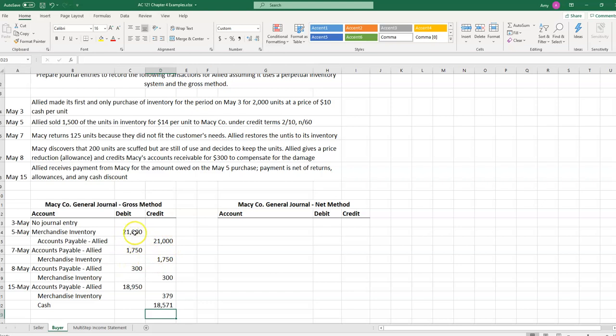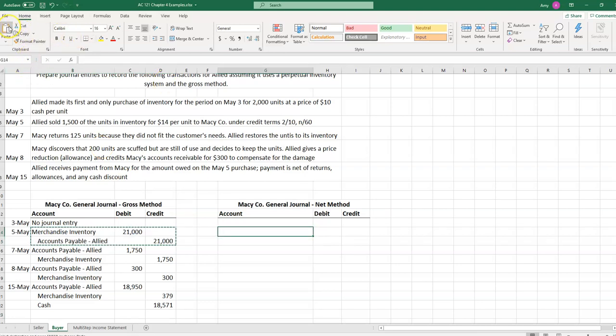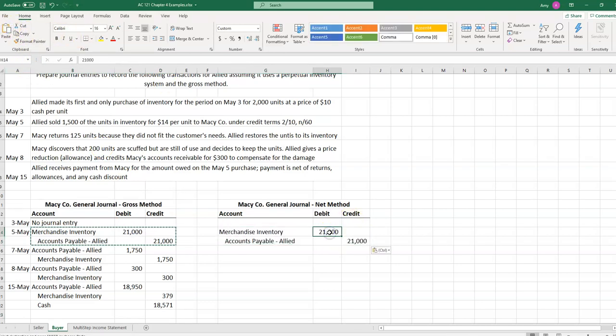Okay. For the net method, we see the same exact things as we did on the other one. For the net method, when we received that inventory, we would record it net of the discount. So with the belief that we were going to take that discount.